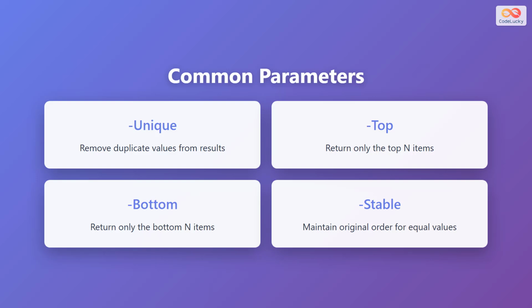Sort-object has several useful parameters. The -Unique parameter removes duplicate values from your results, showing each unique value only once. The -Top parameter returns only the top n items after sorting, which is perfect for getting the largest or highest values. The -Bottom parameter does the opposite, returning only the bottom n items. Finally, the -Stable parameter maintains the original order for items that have equal values, ensuring predictable results when items tie in the sort property.